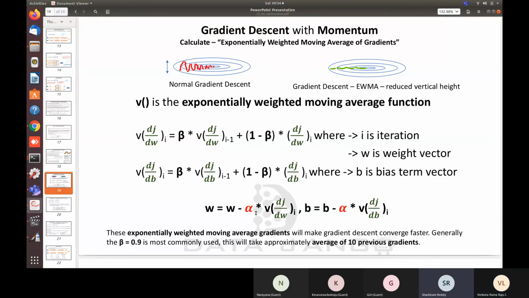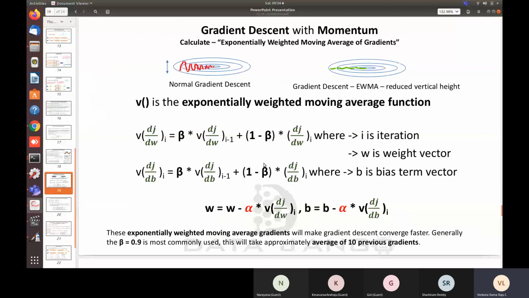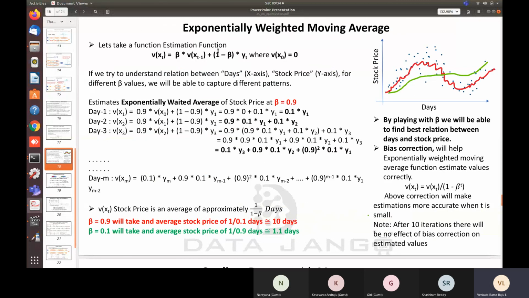Yes. So RMSprop and Adam are just more complex versions of this same concept. Exponentially weighted moving average is the concept we need to understand here.